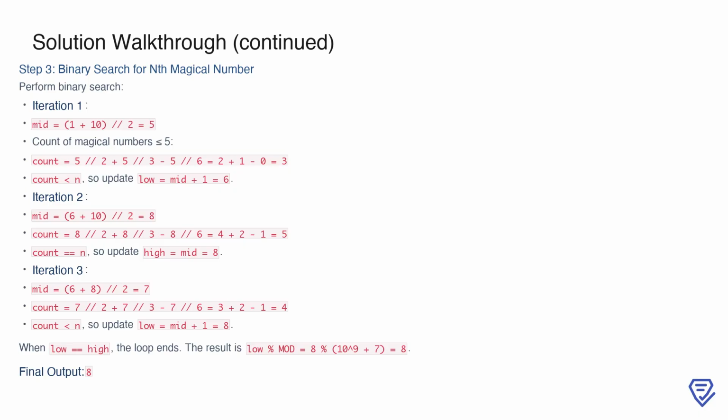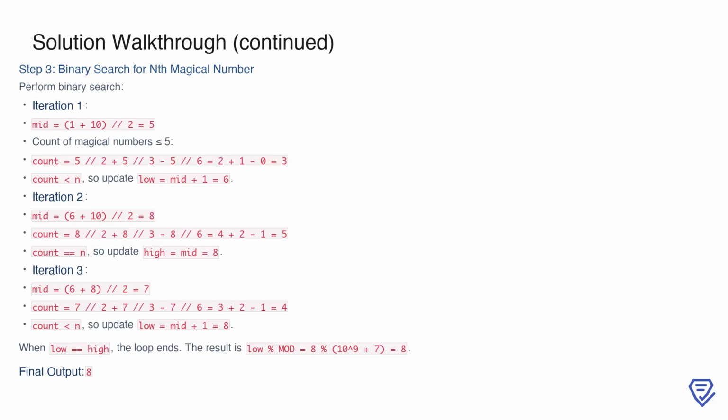Next, we count how many magical numbers are less than or equal to 5. This is done using the formula, mid divided by A, plus mid divided by B, minus mid divided by the LCM. Substituting the values, we get 5 divided by 2, plus 5 divided by 3, minus 5 divided by 6, which equals 2 plus 1 minus 0, giving a count of 3. Since this count is less than n, we adjust the low bound to mid plus 1, which is 6.